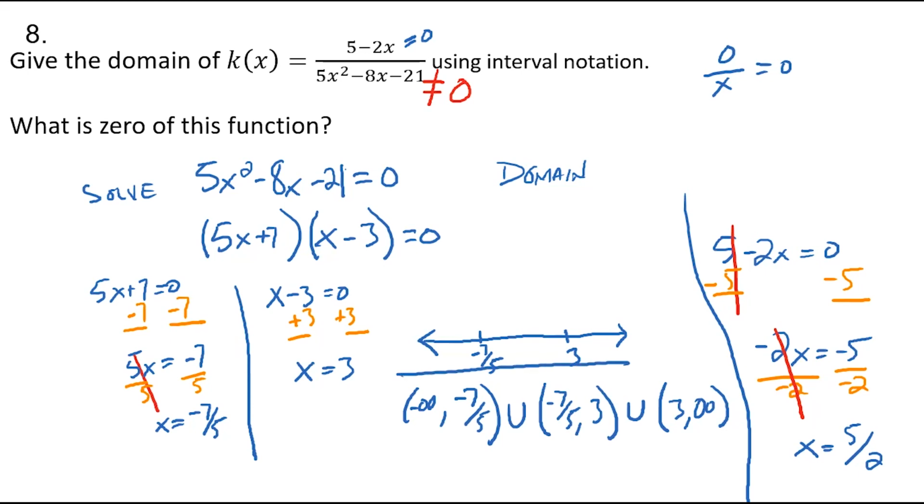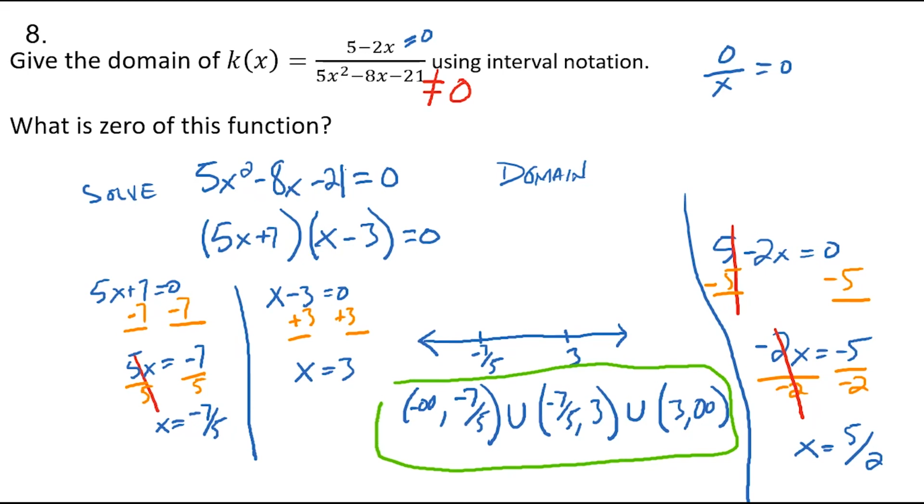So here is our domain, first of all. Let me use a different color so it stands out. Here's our domain in interval notation. And then here's the zero of our function over here. This is the only value that will result in our function equaling 0.